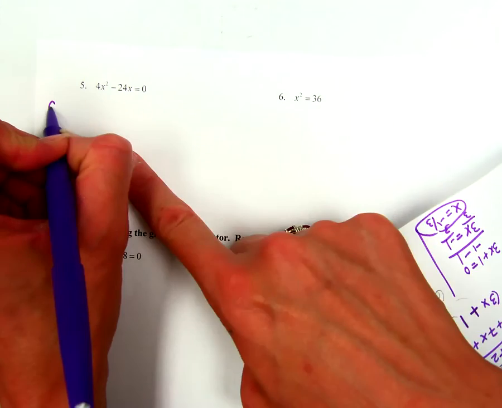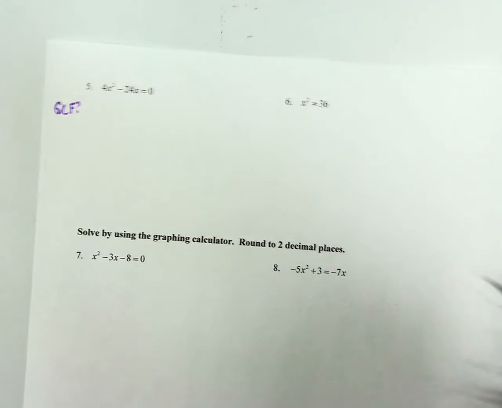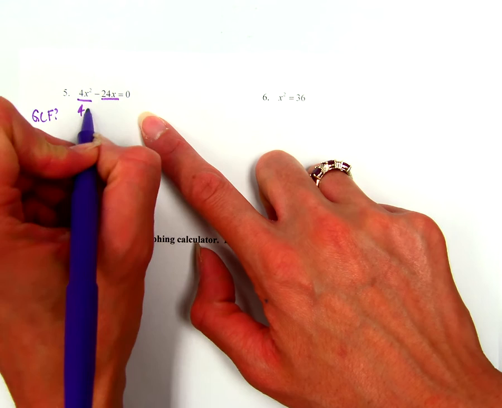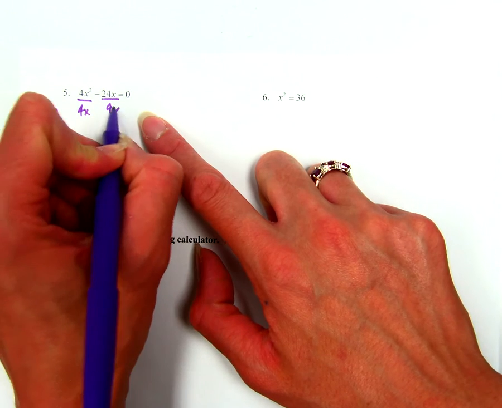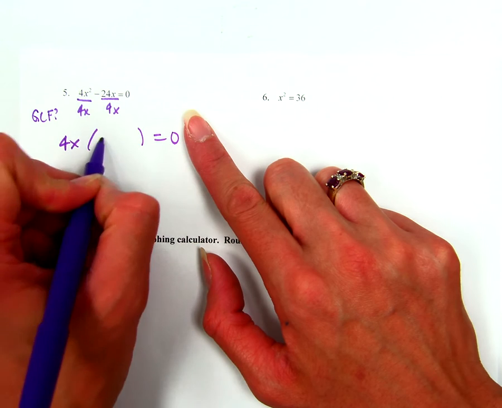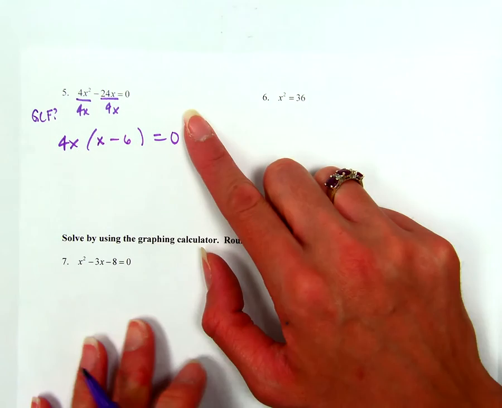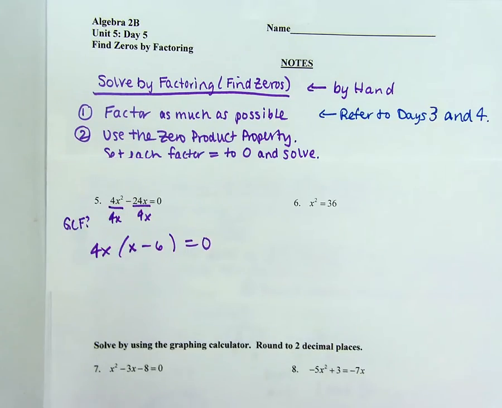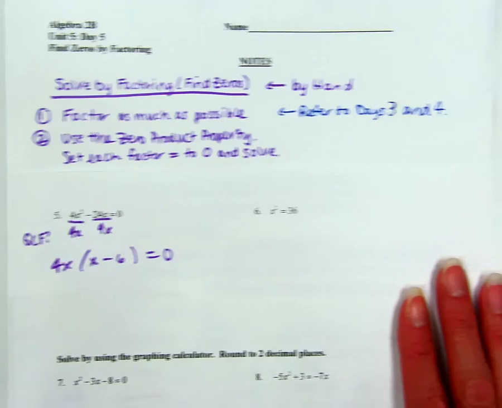I need to look for a GCF. Well, in this case, I actually do have a GCF. I can divide both of these by 4 and an x. So my GCF is 4x, which leaves x minus 6 left over. All right, there's your factoring part. So we're still doing this. Factor as much as possible.